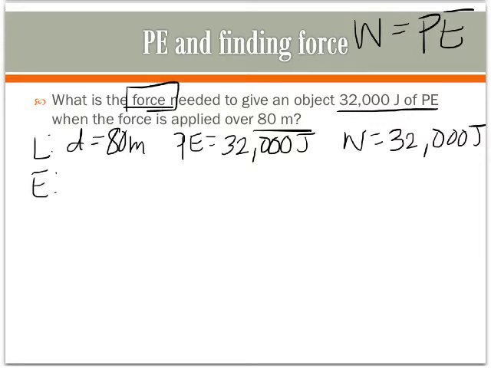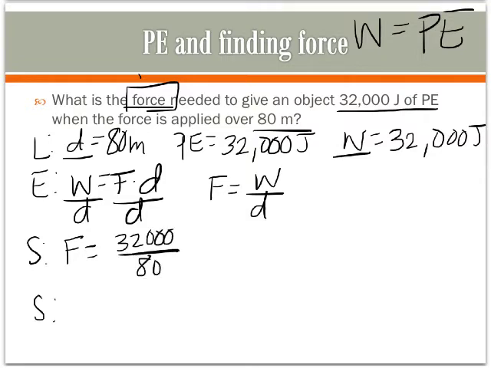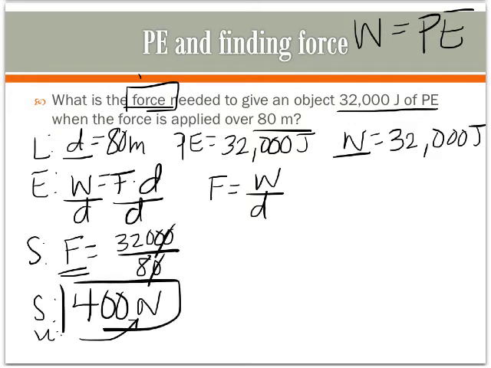So our question is force. We want an equation that has force, distance, and then potential energy or work. If you remember our work equation, work equals force times distance, that equation has everything we need. If we want to rearrange that to solve for force, you just have to divide by your distance. So force is equal to work divided by distance. We're going to plug in our numbers. Force is equal to 32,000 divided by 80, which ends up being, cross out the zeros, 32 over 8, which is 400. And then since we're solving for force, your units are newtons.